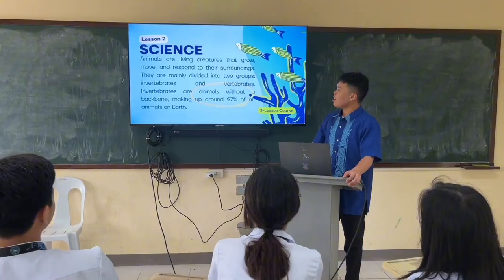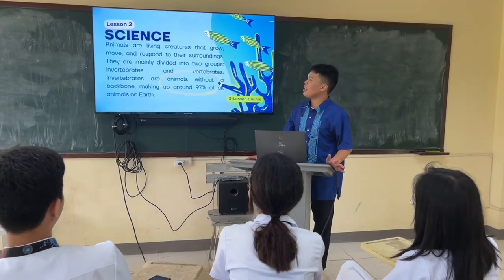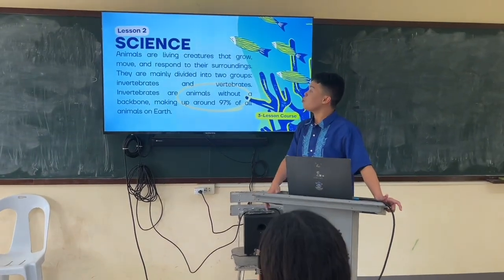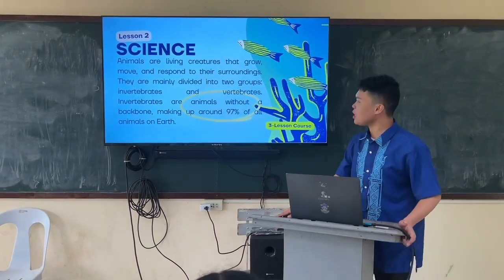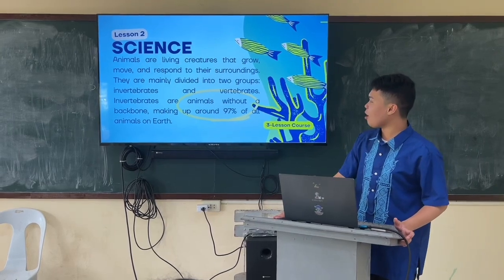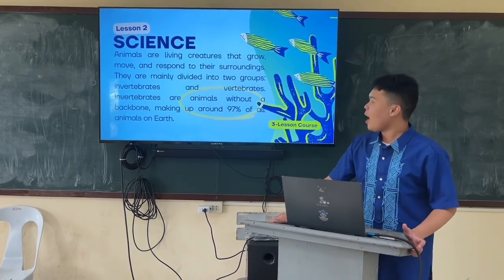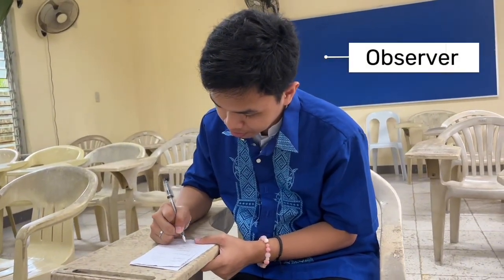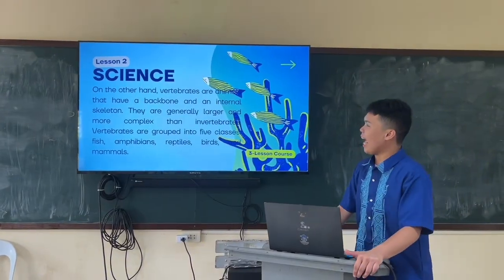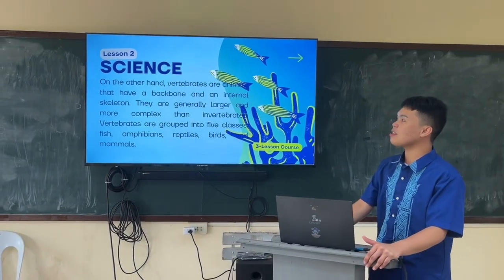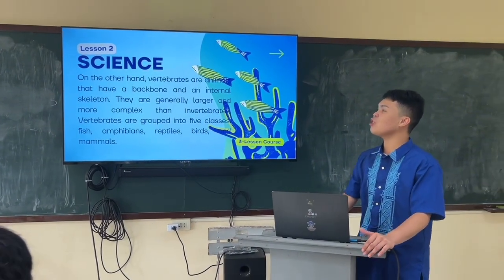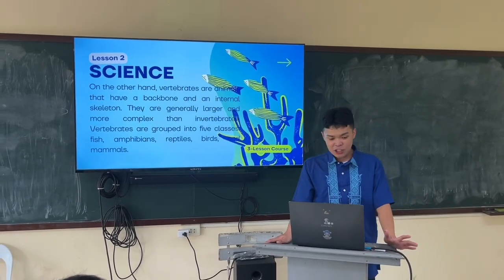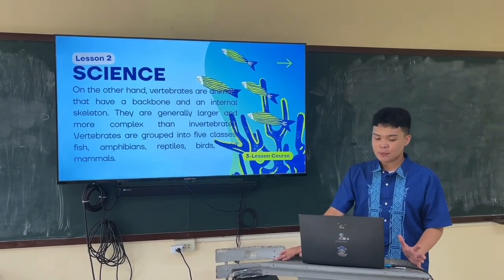So the animals are living creatures that grow, move, and respond to their surroundings. They are mainly divided into 2 groups, invertebrates and vertebrates. Invertebrates are animals without a backbone, making up around 97% of all animals on Earth. On the other hand, vertebrates are animals that have a backbone and an internal skeleton. They are generally larger and more complex than invertebrates.